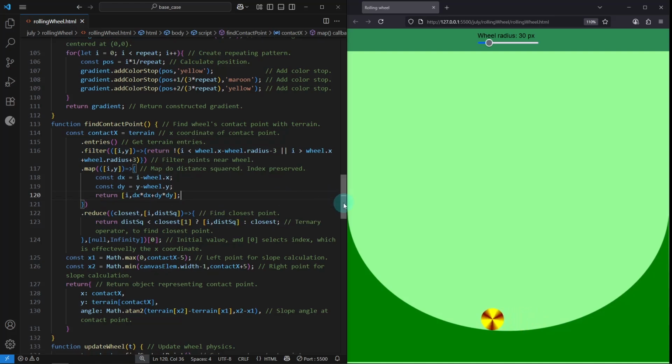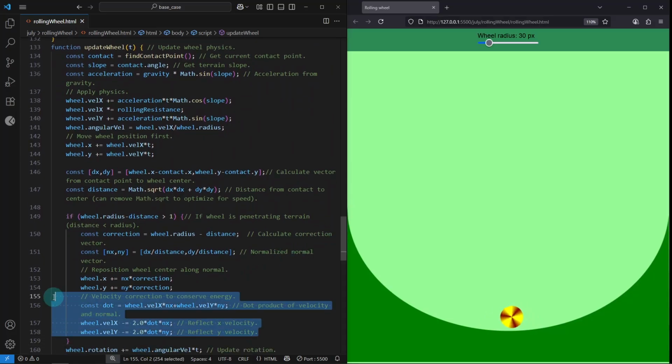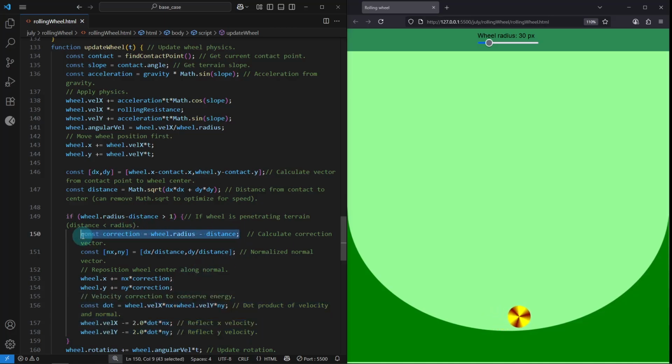The physics engine shines in its velocity corrections during collisions. When the wheel penetrates the terrain, we calculate exactly how much to adjust both positions and velocity. The key is projecting the velocity vector onto the terrain normal and subtracting twice this component. This mirroring effect perfectly conserves energy during bounces.